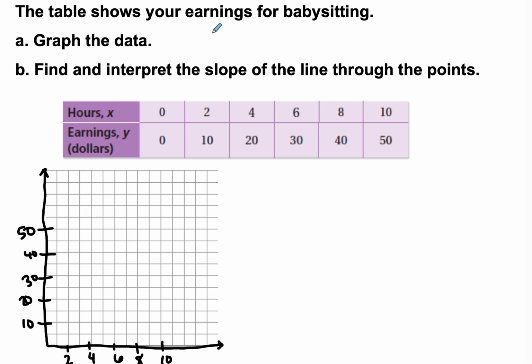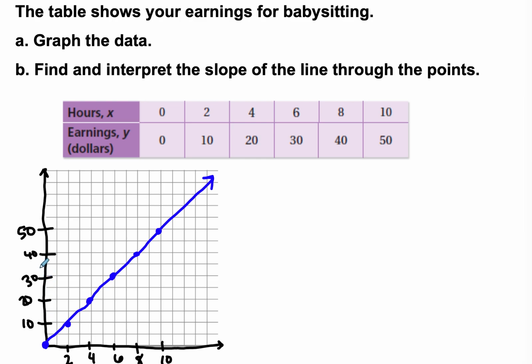All right, now I'm ready to actually graph. So I have 0, 0 on my graph. I have 2, 10. I have 4 and 20, 6, 30, 8 and 40 and 10 and 50. So now that I've plotted my ordered pairs, I'm going to go ahead and connect my points with a line, extend that line through the graph. Now I'm not going to put an arrow on this end because that would extend into the negatives, which doesn't make sense for this babysitting situation.